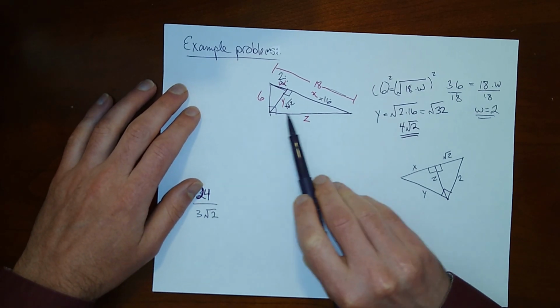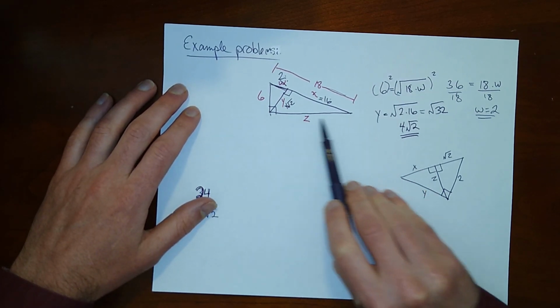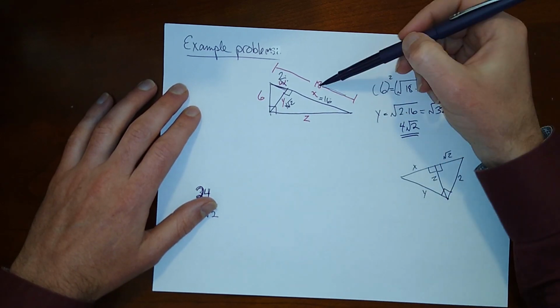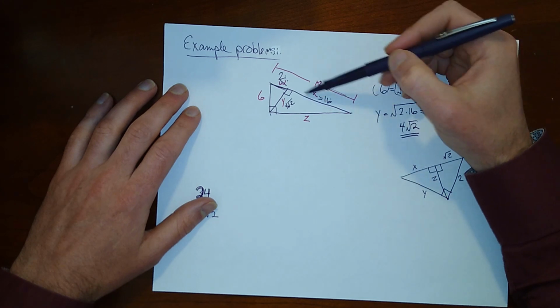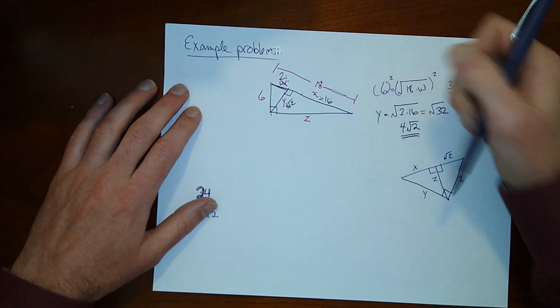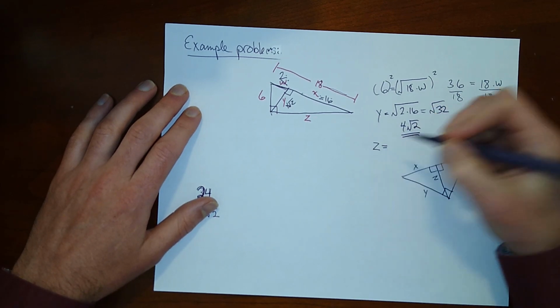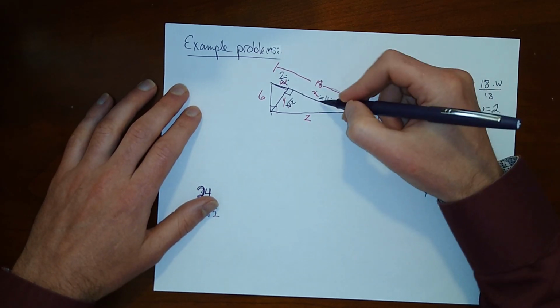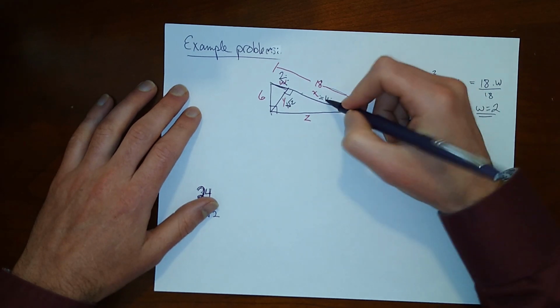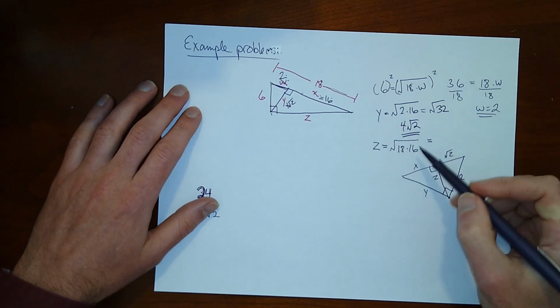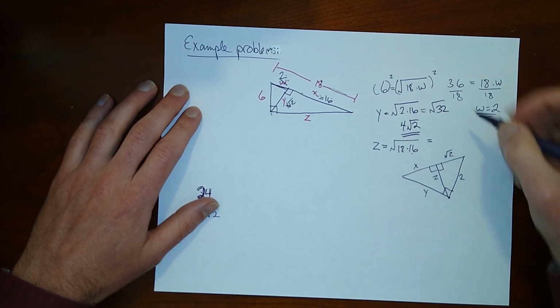And then this last leg, this is going to be the geometric mean between 18 and x, between the hypotenuse and this segment that's adjacent to it. So z is the geometric mean between 18 and x, which is 16. We already found x to be 16. Again, root 16 is 4.